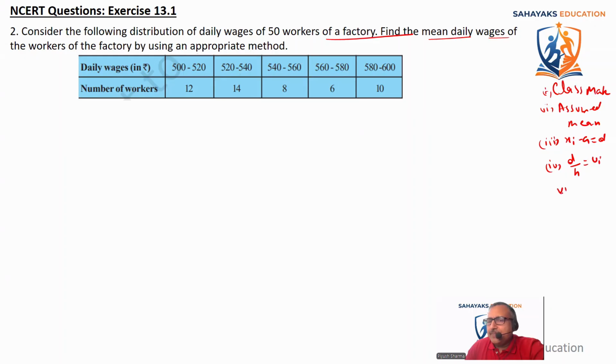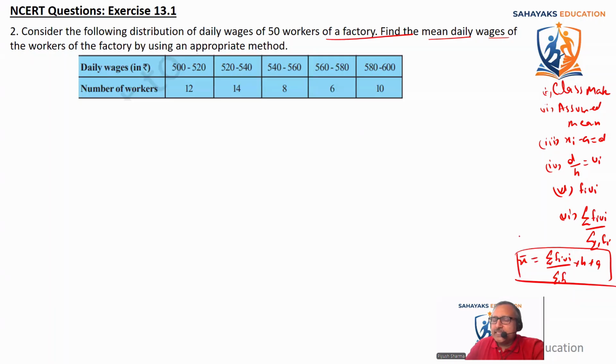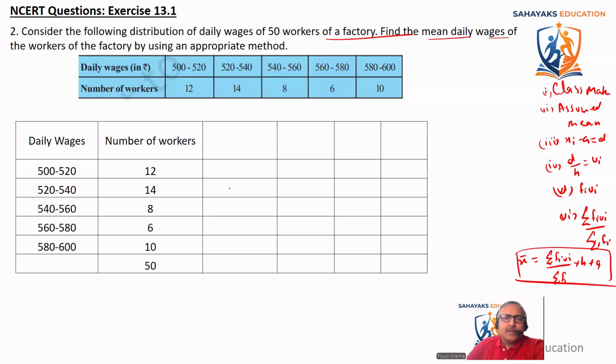The fifth step, we'll do fi into ui. The sixth step is we're going to find sigma fi ui divided by sigma fi, and then finally we'll compute x bar is equal to sigma fi ui divided by sigma fi multiplied by h plus a. So this is what you are going to compute. These are some 6-7 steps which you have to follow. So let's do it. The number of workers is 12.